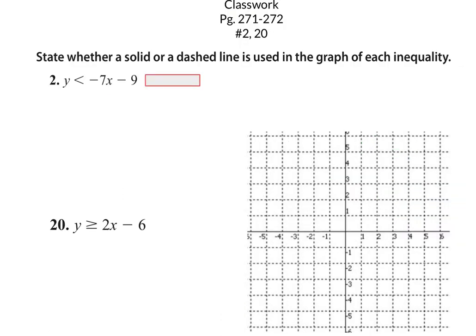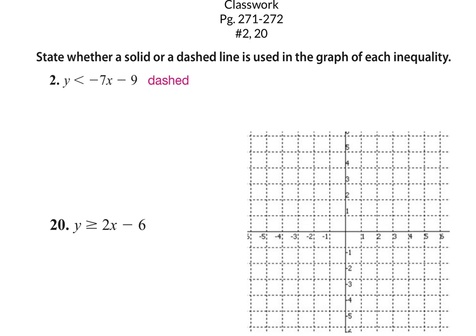All right, I want you to try one. The first one is just saying, tell me if it is a solid or a dashed line. The second one, I actually want you to graph. So the first one, just tell me if it's solid or dashed. You don't have to actually graph it. The second one, I want you to actually graph. So the first one, was it solid or dashed? Dashed. Yeah, this one was dashed.